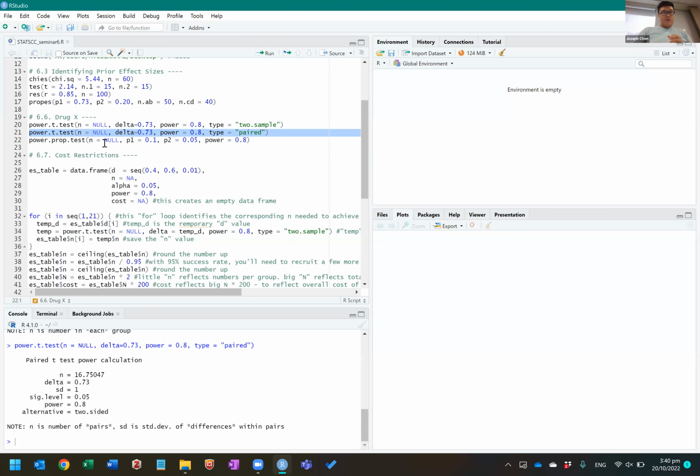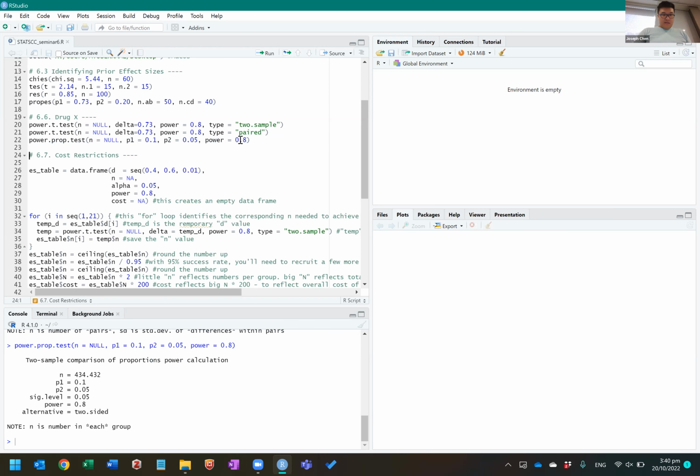Notice how in this command, I have left n equals null, meaning I don't know what n is. That's what I want R to spit out for me. I do know what my P1 is. P1 was 0.1, which is the death rate of COVID-19, and I want to cut it in half, to 0.05, and I know what statistical power I want, which is 0.8. You simply run that, and let's see what we get.